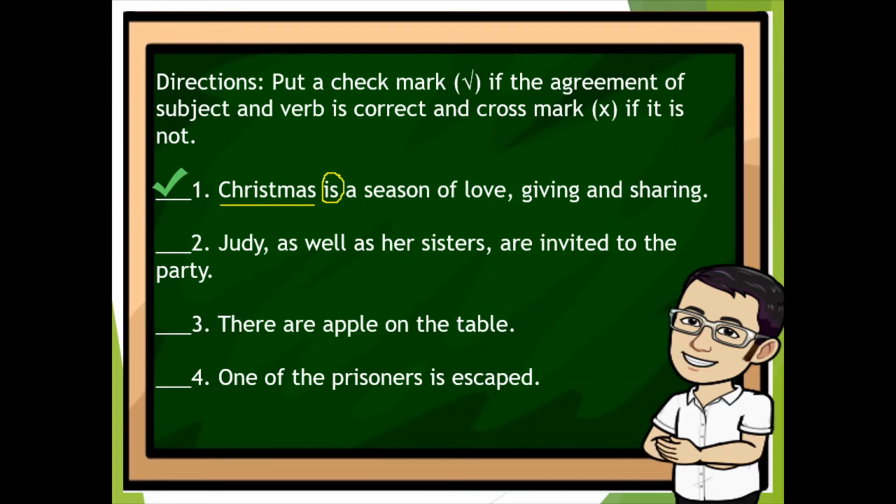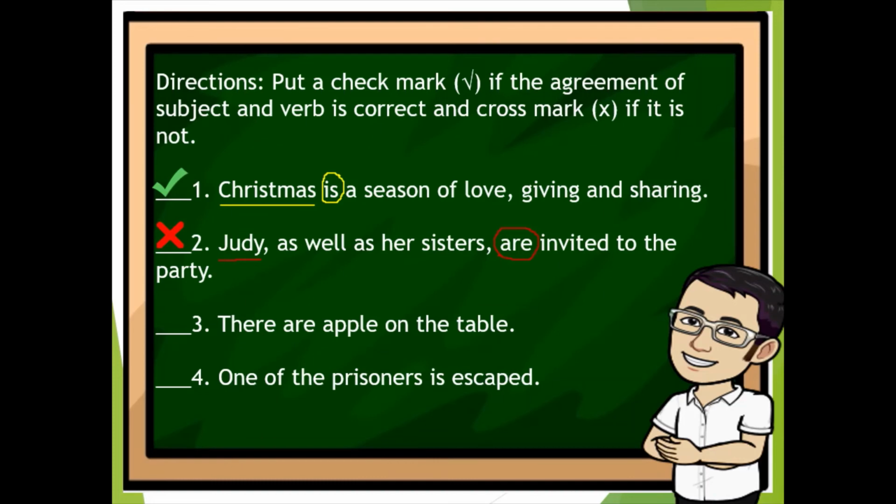Next, number 2. Judy, as well as her sisters, are invited to the party. The answer? X mark. X mark because the error in this sentence is "are." The right verb to be used in this sentence should be "is" and not "are," because the main subject here is Judy. Judy is a singular subject.